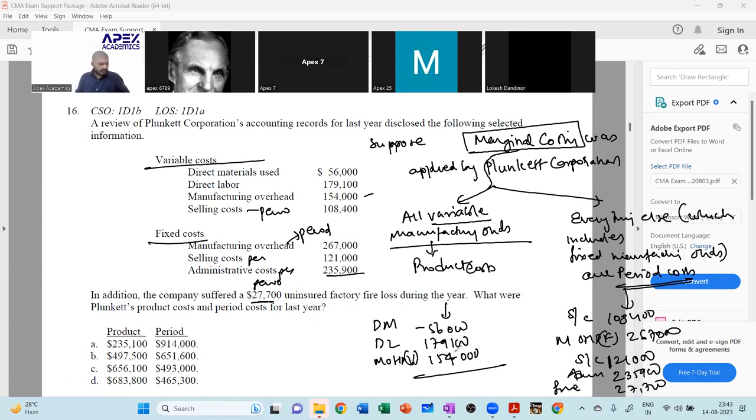Take the total: 56,000 plus 179,100 plus 154,000. It is 389,100. And over here the total is 108,400 plus 267,000 plus 121,000 plus 235,900 plus 27,700. Your answer is 760,000. This is under marginal costing.